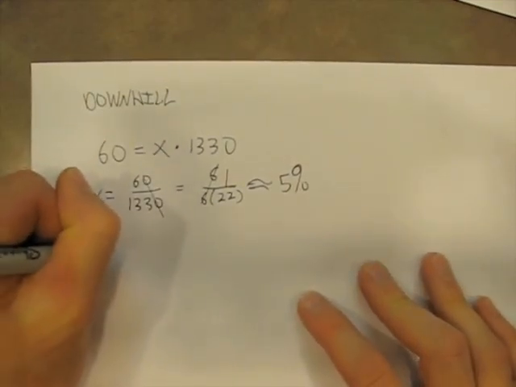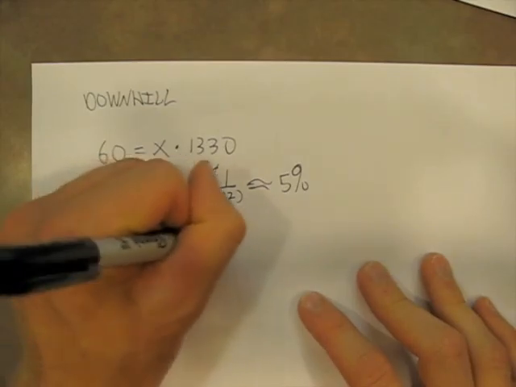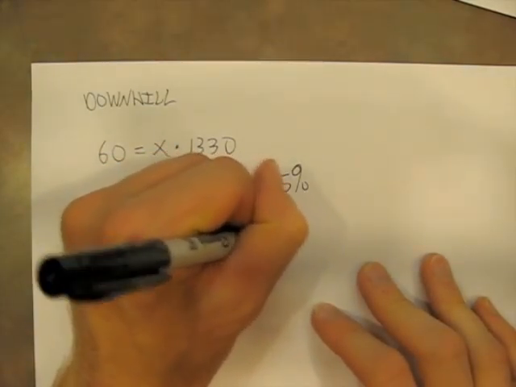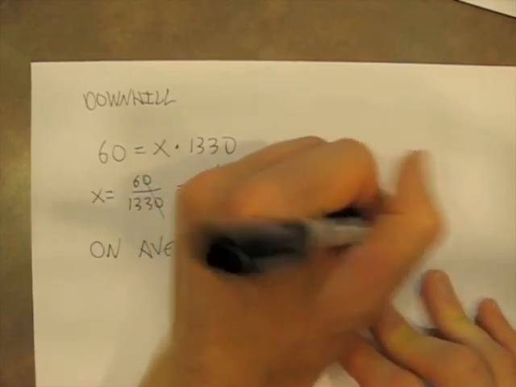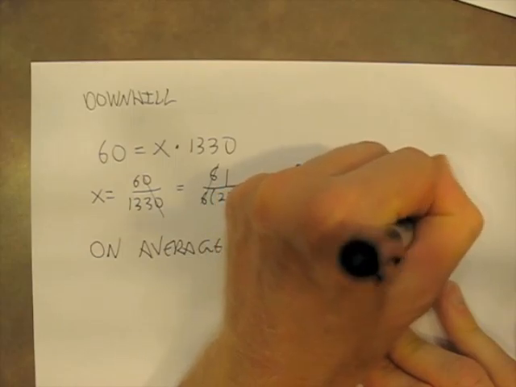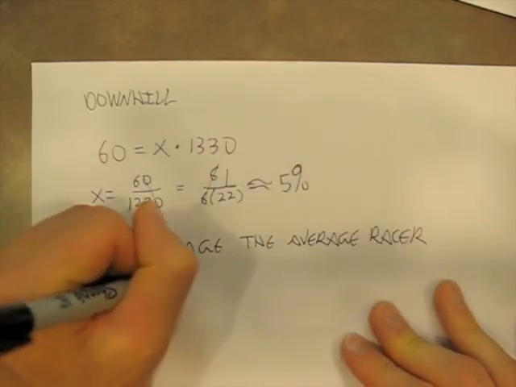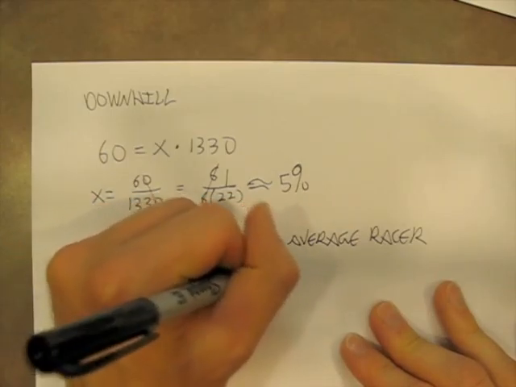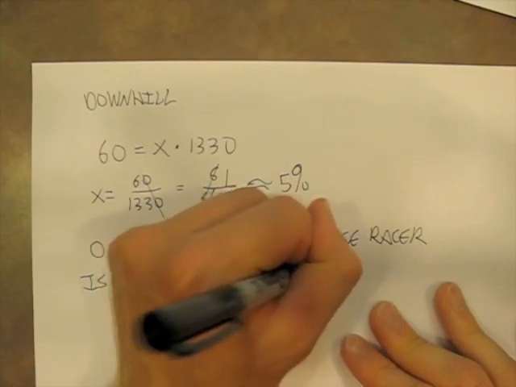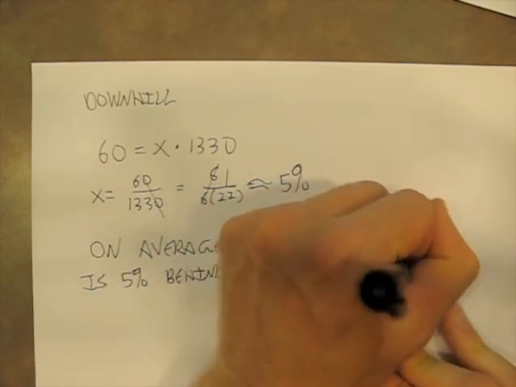So on average, the average racer is 5% behind the winner in downhill.